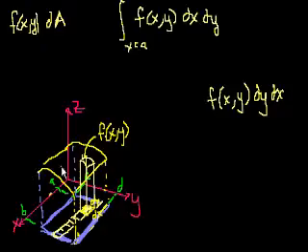X is equal to a, and the upper bound here is x is equal to b. And that'll give us the volume of, you could imagine, a sheet with depth, right? The sheet is going to be parallel to the x-axis, right?